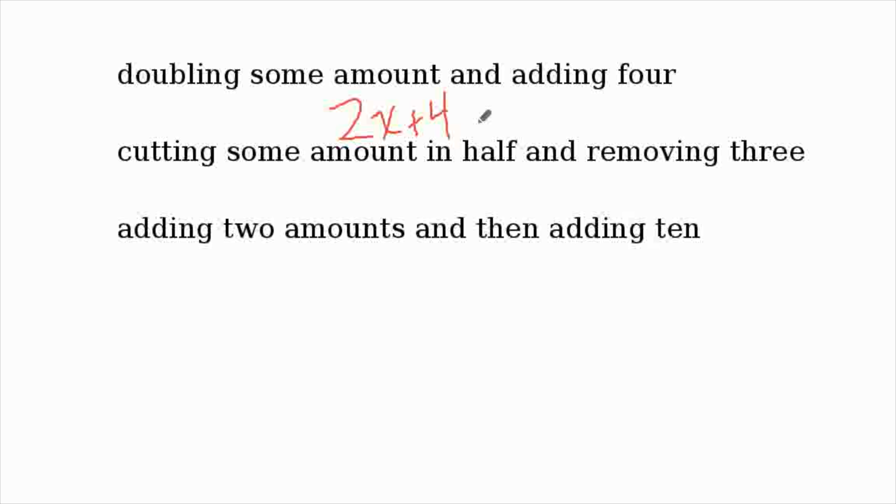Cutting some amount in half and removing 3. Just for variety, I'll use a different letter. So let's take the letter y, the quantity represented by y, divided by half, and then minus 3 represents removing 3. Last one, adding two amounts, and then adding another 10. This time we have two unknowns. So how about a plus b, and then adding 10 would be plus 10.